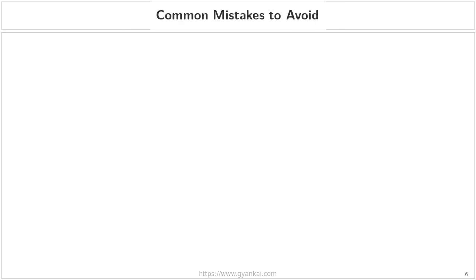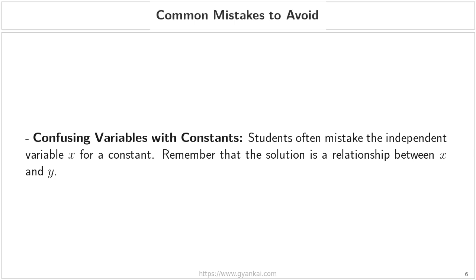Common mistakes to avoid. First, be careful not to confuse your variables with constants. It is easy to lose sight of the fact that the independent variable, x, is not just a fixed number. It is a variable. Remember, as we discussed in our second slide, the solution we are looking for is a relationship between x and y. It is a function that describes how y changes as x changes.